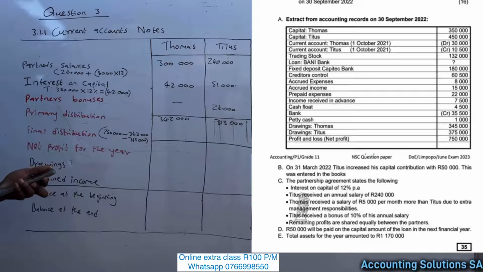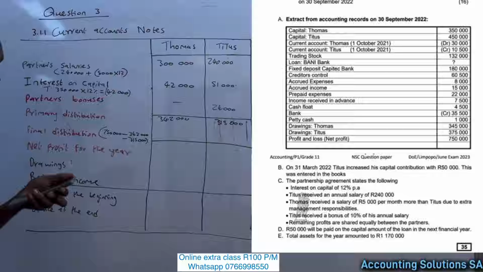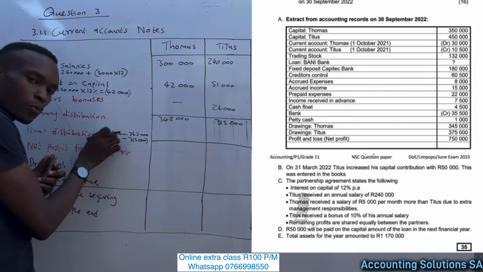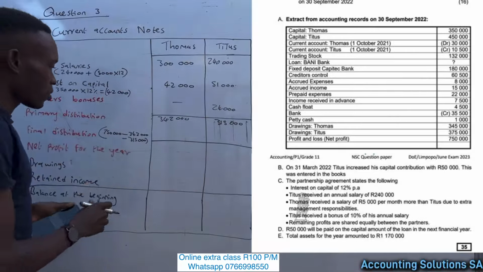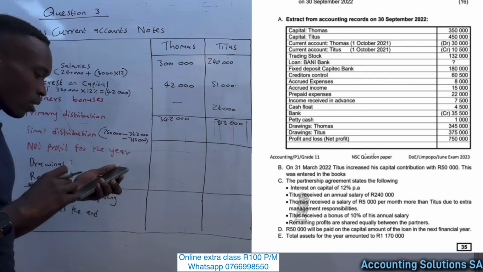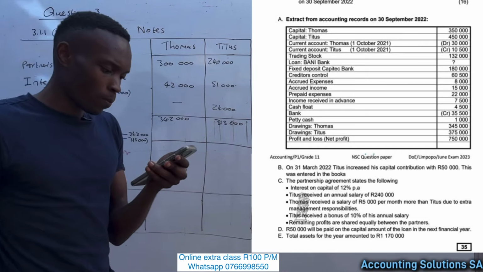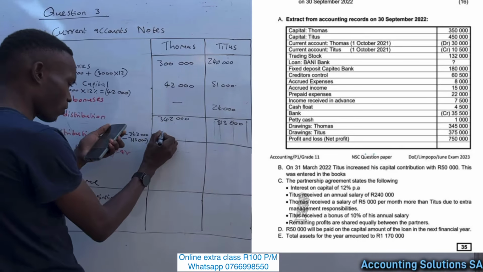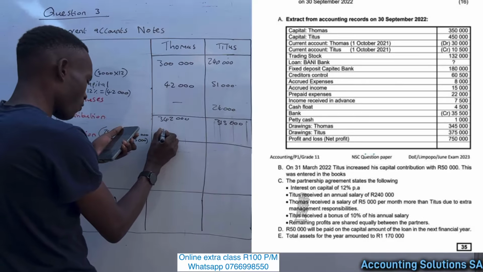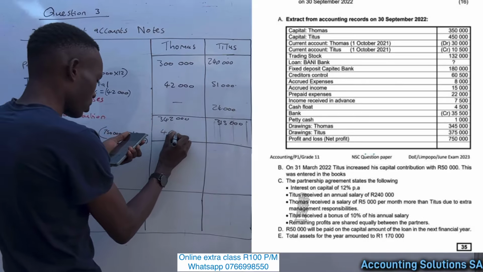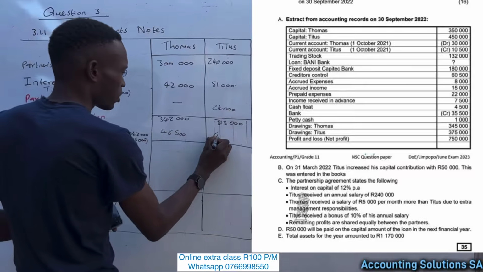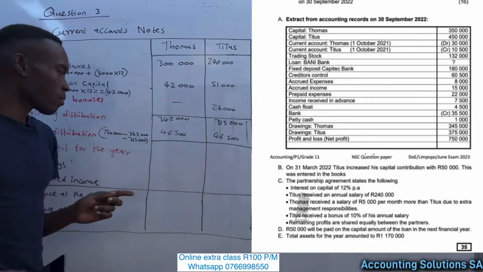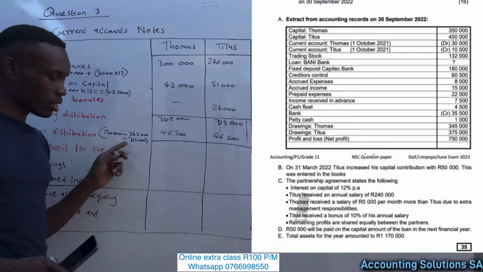So in other words, after they distribute this, the remaining profit they have to share equally. So the remaining balance that we are going to get here, we are going to divide by 2. Then after dividing by 2, we allocate those amounts, which is going to give you 46,500 and 46,500. If you add these two together, it will give you the remaining balance when you subtract in this case.